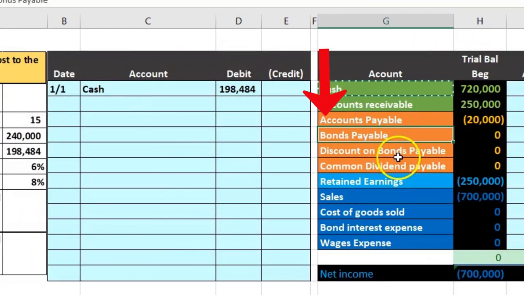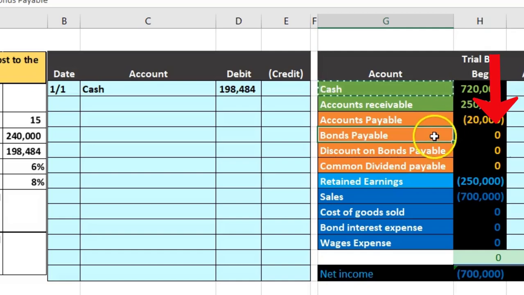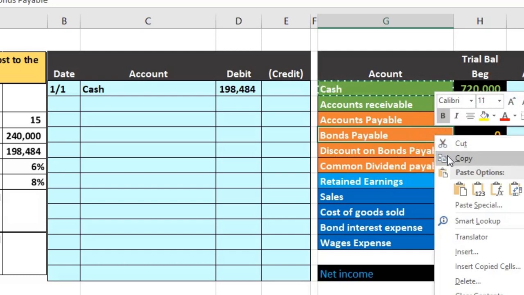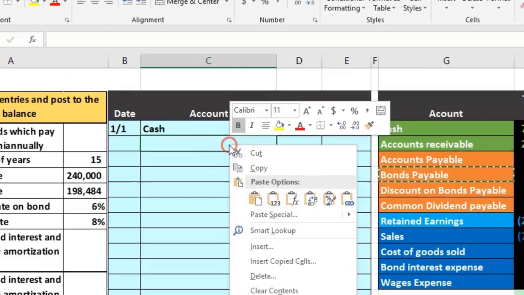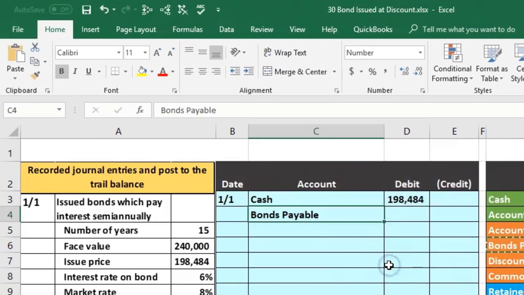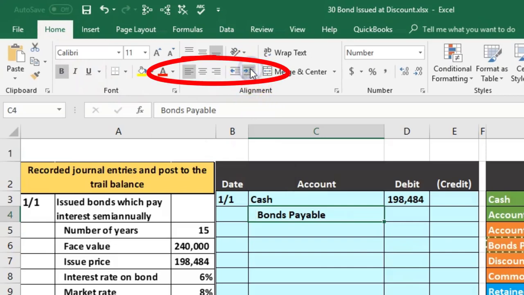That's a liability, just like if it was a loan, and it's going to go up with a credit. So this is a credit balance account, like all liabilities. We're going to make it go up by doing the same thing to it, another credit. So I'm going to right-click and copy the bond payable. We'll put that in C4, right-click and paste 123. I'm going to indent that, go into the Home tab, Alignment, Increase Indenting.